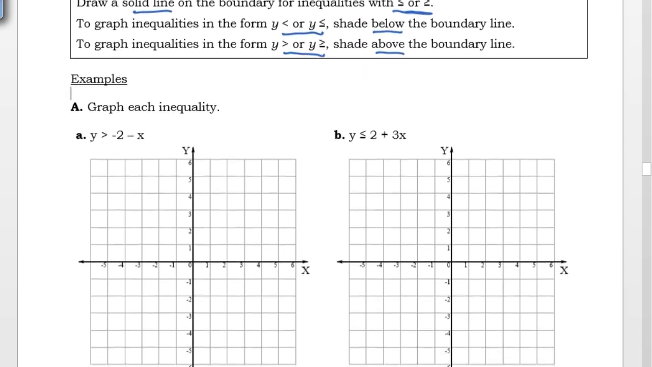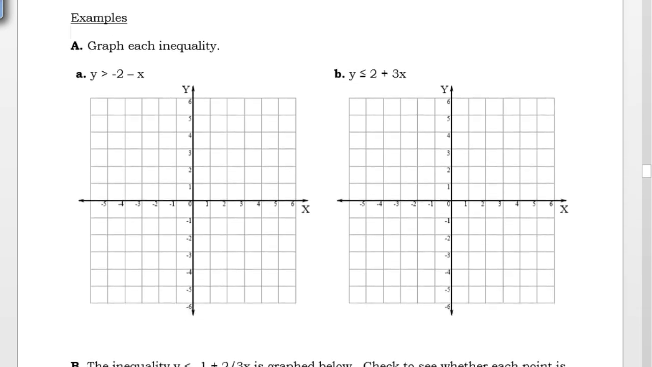So, my first example here says y is greater than -2 minus x. I know how to graph y equals -2 minus x. I would go to my y-intercept of -2. My slope is -1, so I rise -1, run 1, rise -1, run 1, and repeat until I see where my line goes.